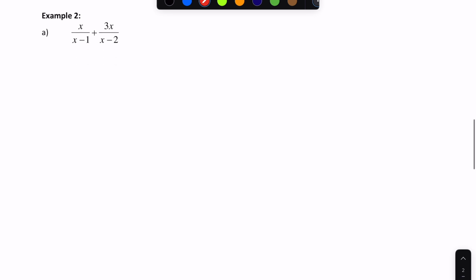Okay, so let's look at this example here. So again, this is x over x minus 1 plus 3x over x minus 2. And in this situation, our lowest common denominator will be x minus 1, x minus 2. And so for the first expression, we're going to have to multiply by x minus 2. And what we do to the top, we do to the bottom. And in the second expression, we're going to multiply this by x minus 1 and x minus 1.